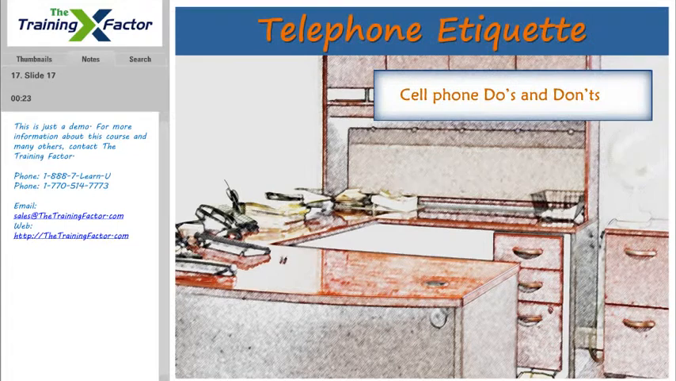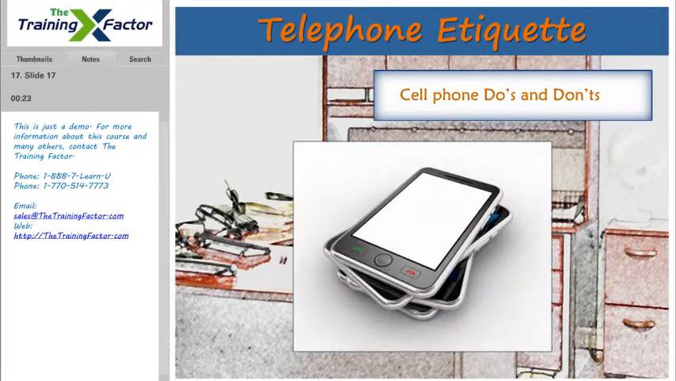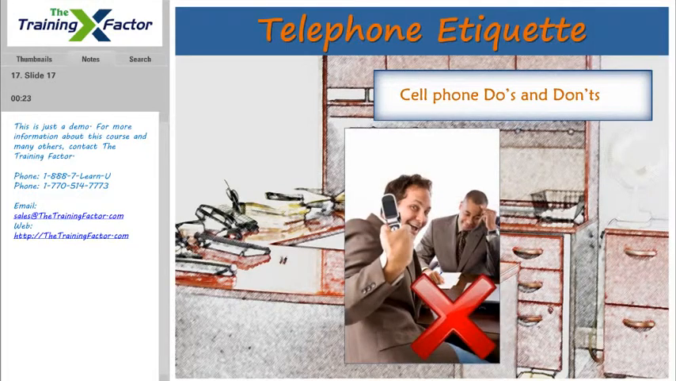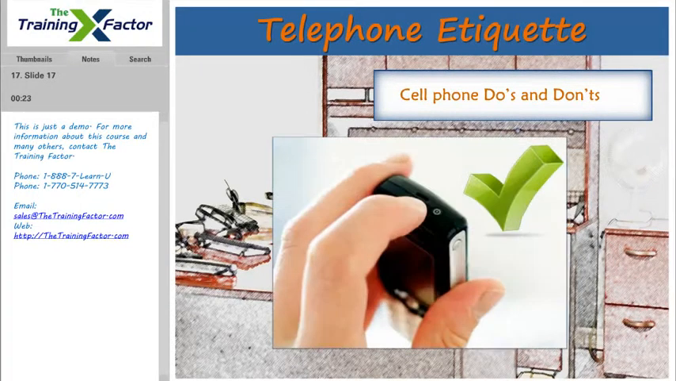Cell phone do's and don'ts. Here are some cell phone do's and don'ts. Don't take calls in the middle of a business meeting or a conversation with another person. Exceptions are urgent calls, but excuse yourself first before taking it. Likewise, set your ringer to silent or set your phone to vibrate mode when in a social conversation.